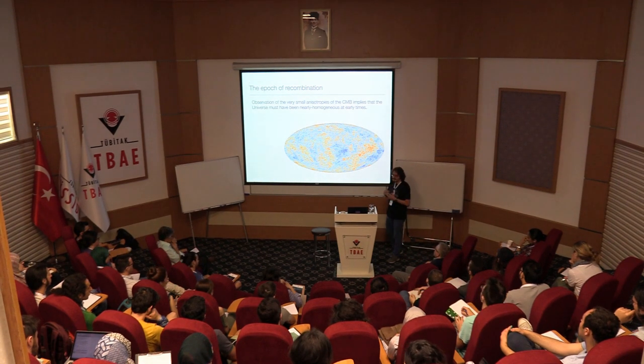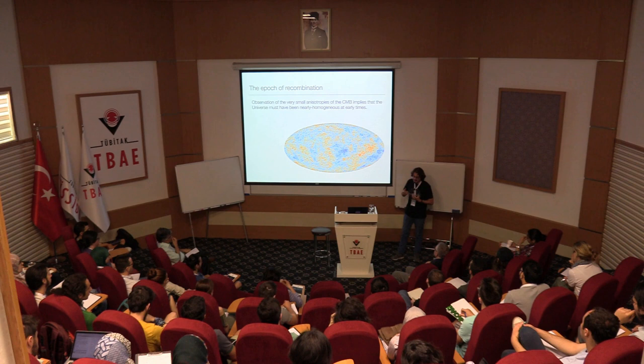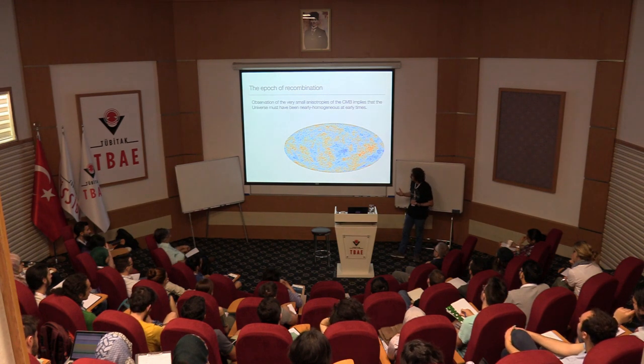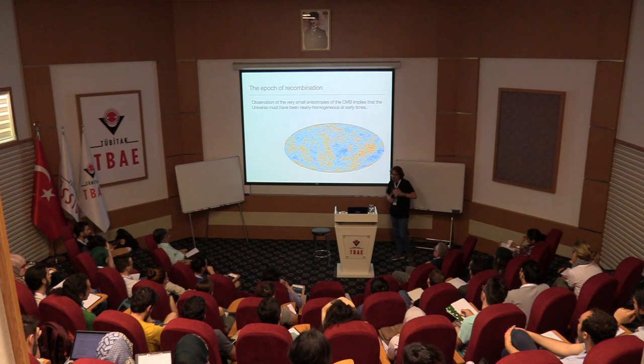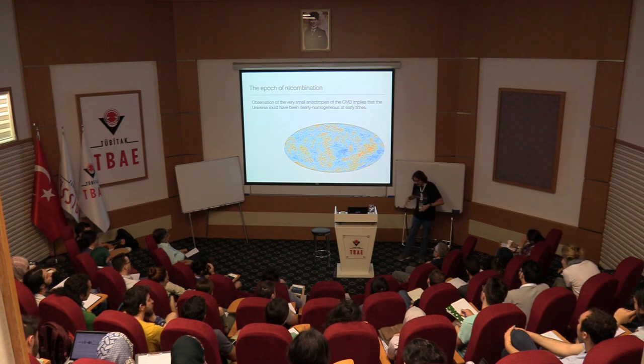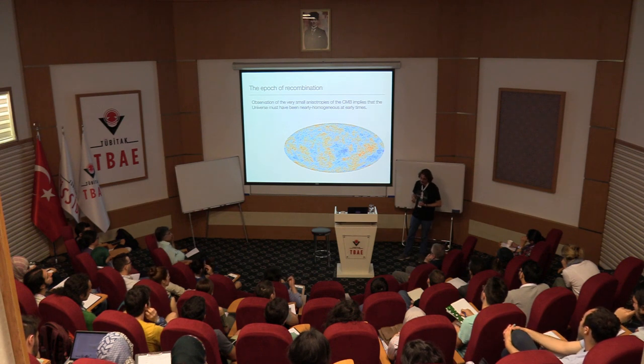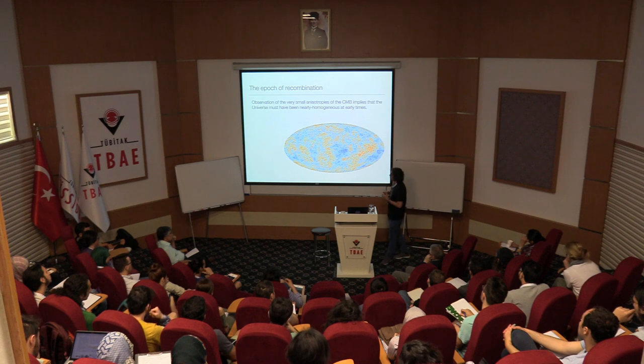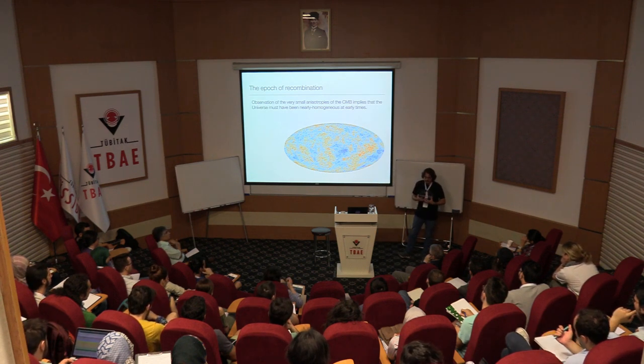And when the temperature goes down, temperature just means average kinetic energy per molecule. So eventually, there happens to be a time in which the mean kinetic energy of the constituents, which are essentially electrons and protons, becomes lower than the binding energy of the hydrogen atom. Once that happens, we call that recombination. The electron and the proton recombine to form neutral hydrogen atoms.